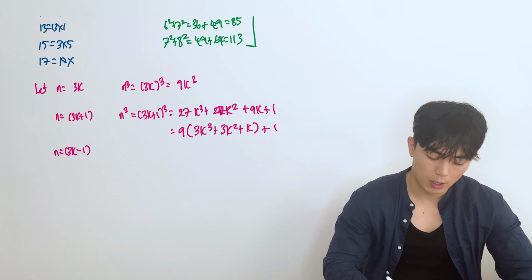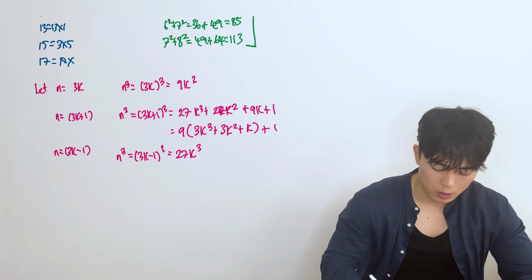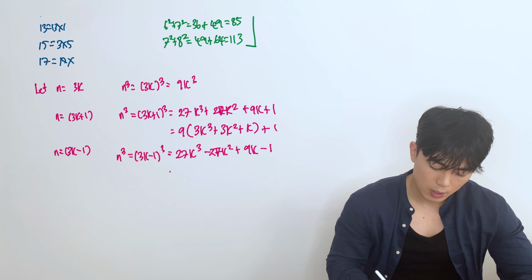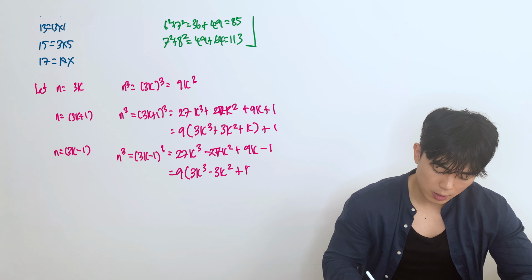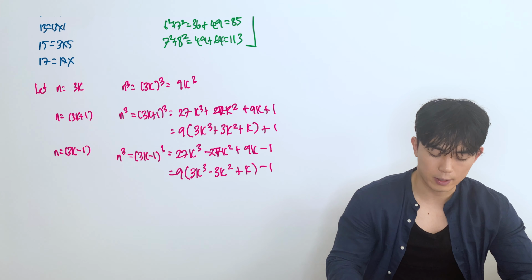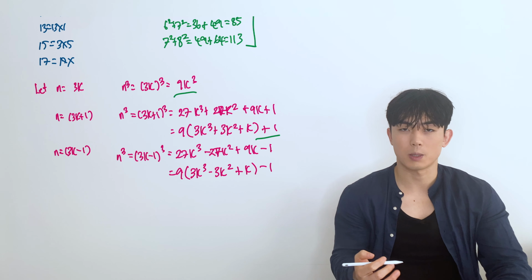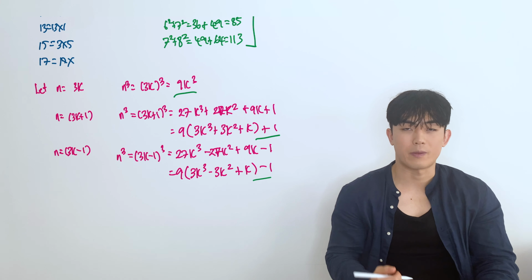And n cubed, when it's 3k minus 1, same scenario, expanding it, 27k cubed minus 27k squared plus 9k minus 1. So this will be, once again, 9 times 3k cubed minus 3k squared plus k, minus 1. So you can see here, this one here is a multiple of 9. This one here is 1 plus a multiple of 9, and this one here is 1 less than a multiple of 9. So we've exhausted every single scenario.